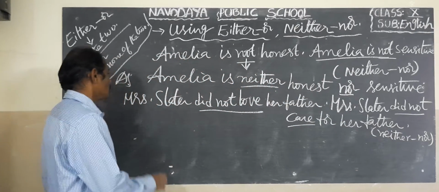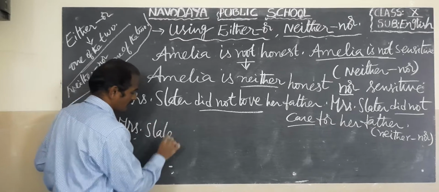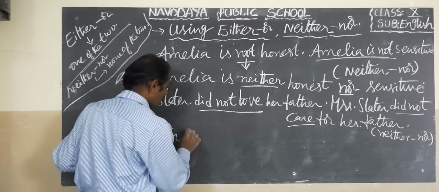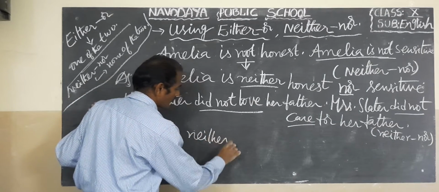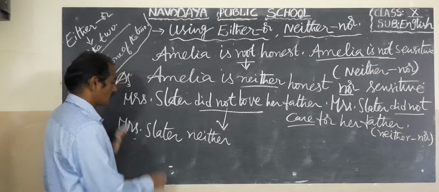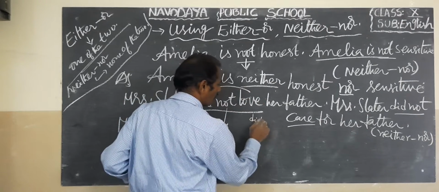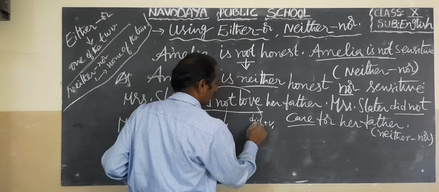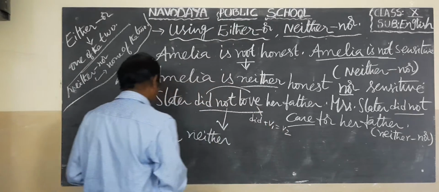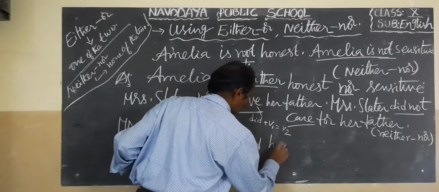Here we are using Mrs. Slater. In the place of did not we should use neither. Mrs. Slater neither did love. Here did is V1 and love is V1, so did love became V2, loved. So Mrs. Slater neither loved her father.